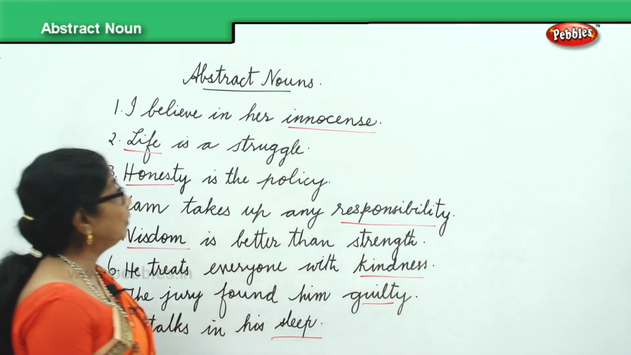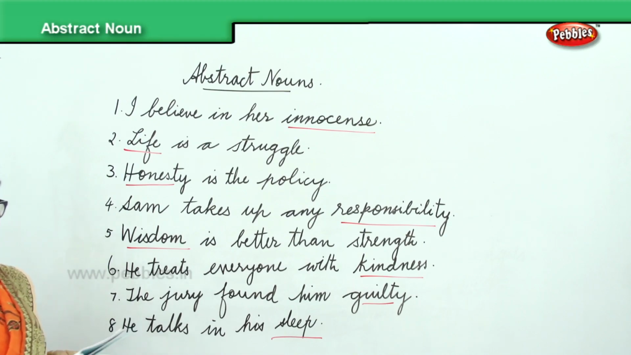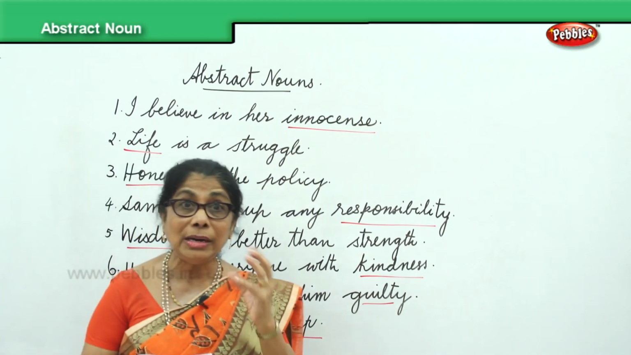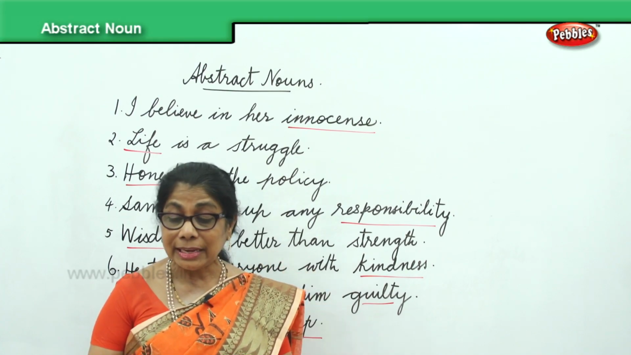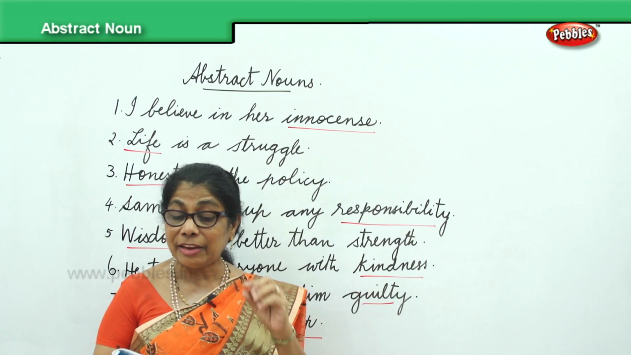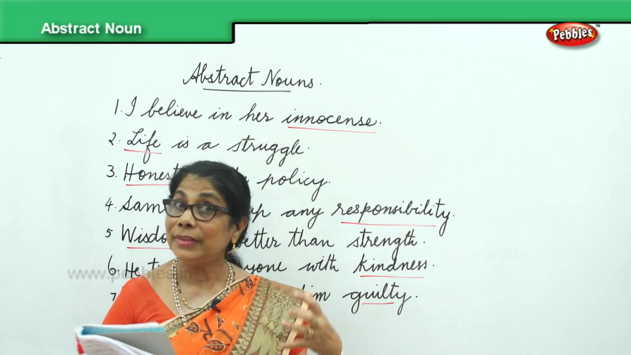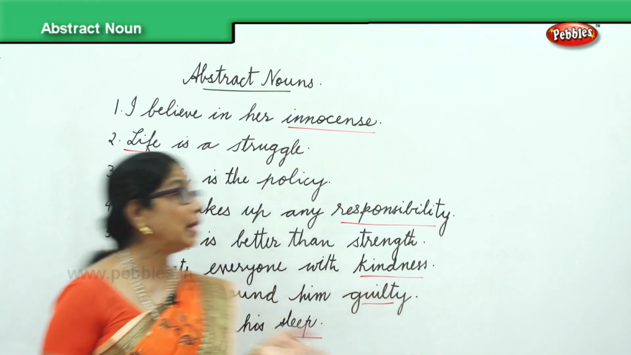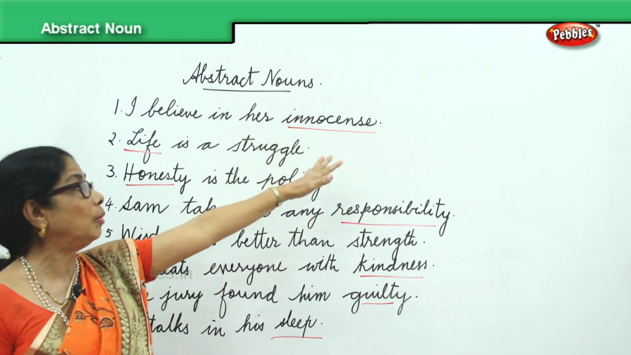So, I've given you a whole lot of abstract nouns. What are abstract nouns? They are the name of a quality or state or action. It refers to things that we can feel, speak. Can feel and speak. That's an abstract noun. Here, innocence. You can only speak about the innocence.